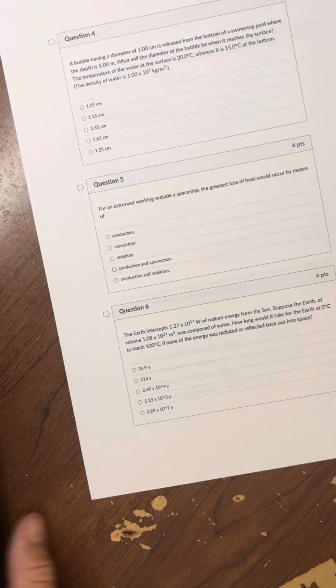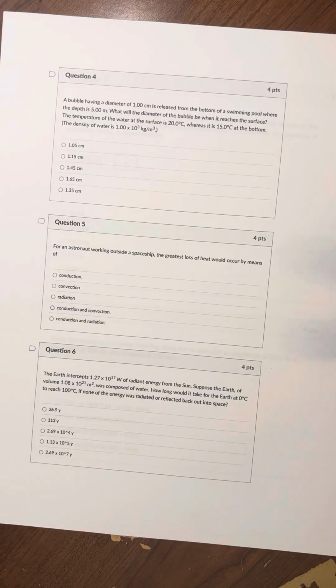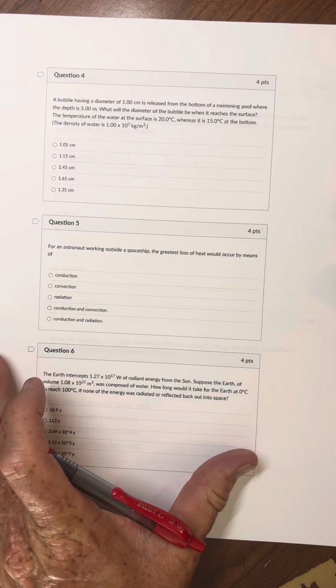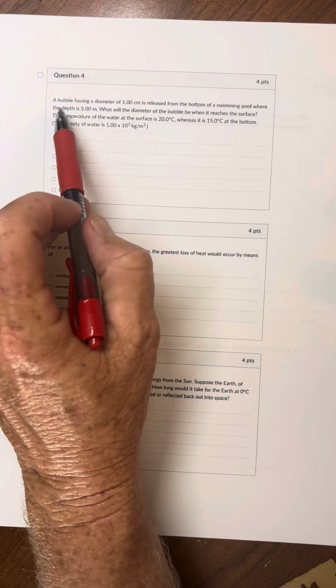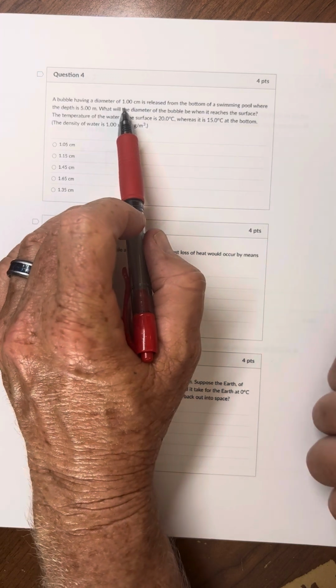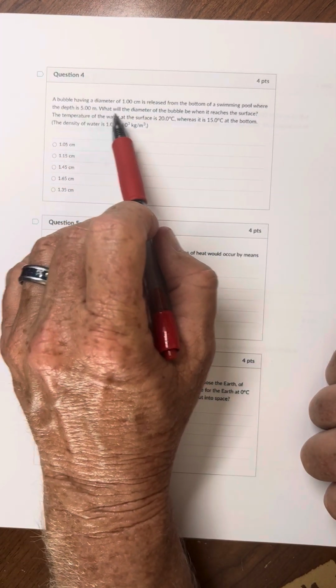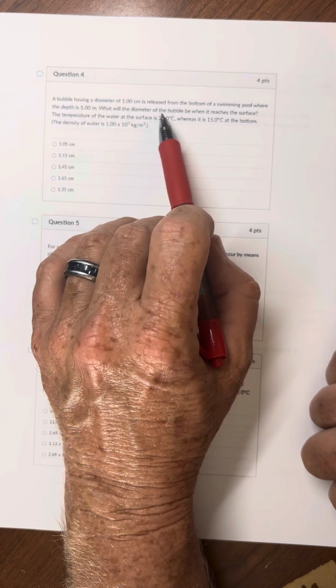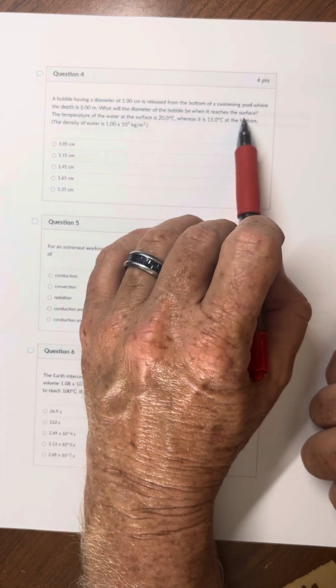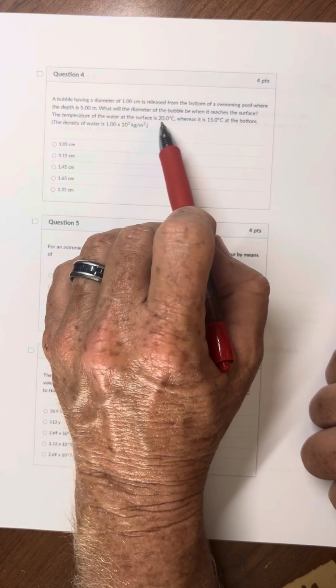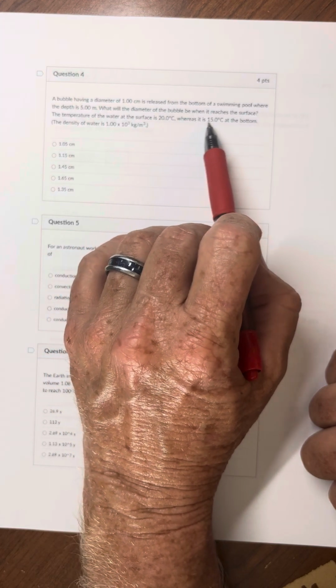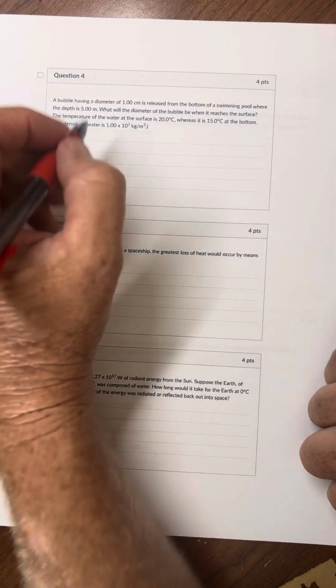All right, so there's the first 3, if you will. Number 4. A bubble having a diameter of 1 centimeter is released from the bottom of a swimming pool where its depth is 5 meters. What is the diameter of the bubble when it reaches the surface? The temperature of the water at the surface is 20 degrees Celsius, and it was 15 at the bottom.